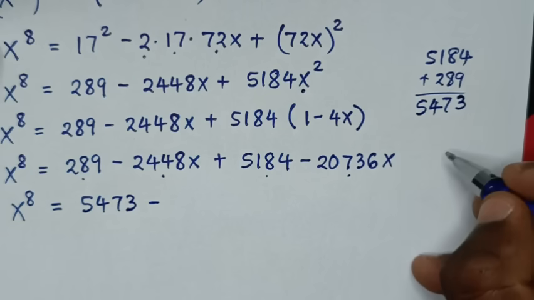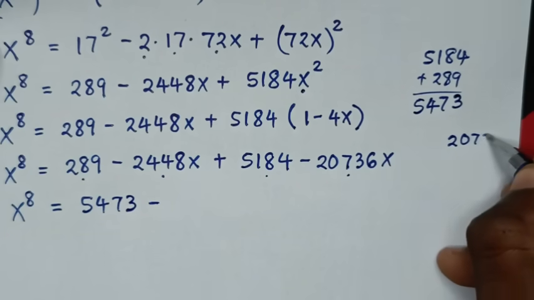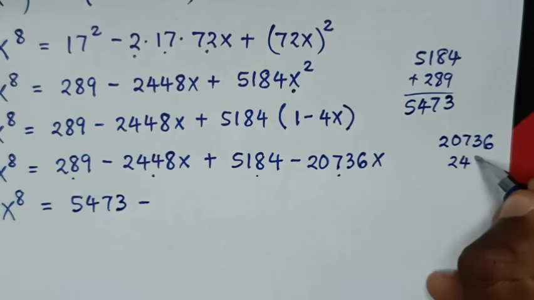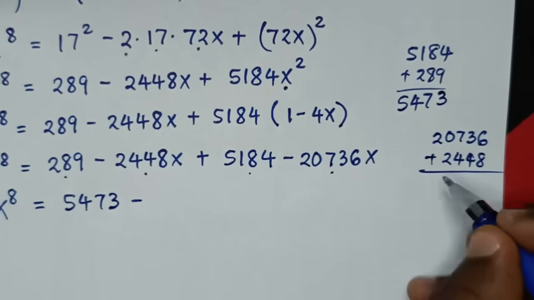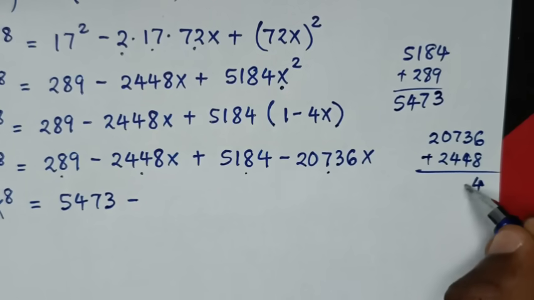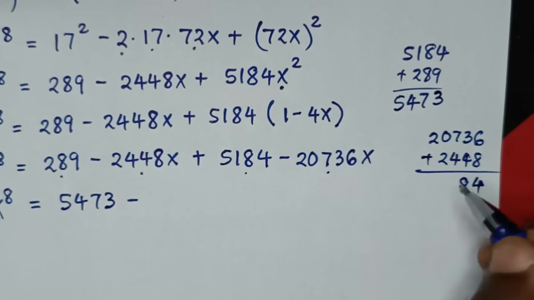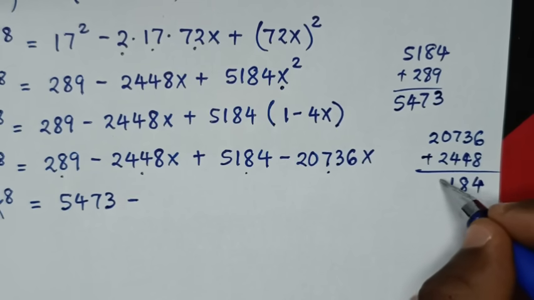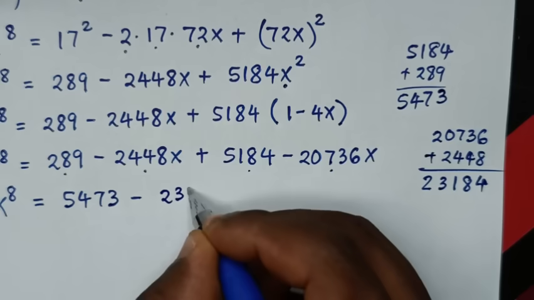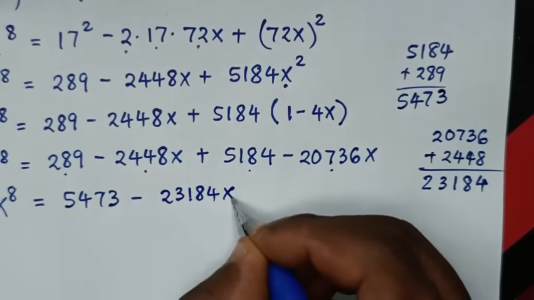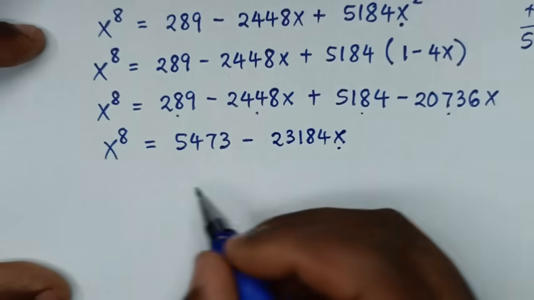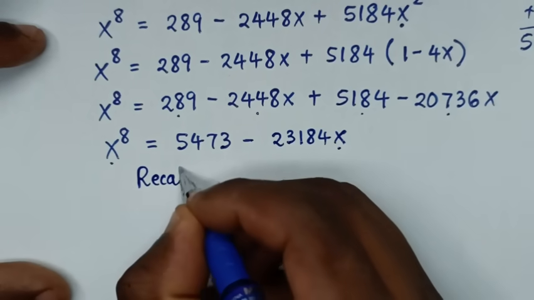We add this plus this, so 2736, then plus this 2448. So here it will be 4, this plus this is 7, plus 1, here it will be 8, then here it will be 11, go with 1, here it will be plus 1 is 3, then 2. So here it will be 23184x.